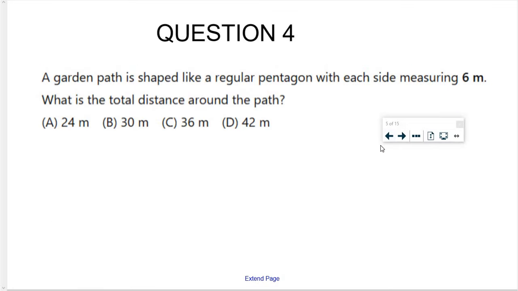Fourth question. A garden path is shaped like a regular pentagon, with each side measuring 60 meters. What is the total distance around the path? The total distance around the path is known as perimeter. And the shape they are talking about is a pentagon. And it is a regular pentagon, meaning it has 5 sides which are equal in length.